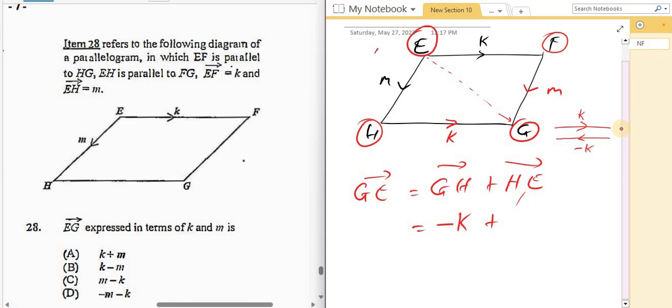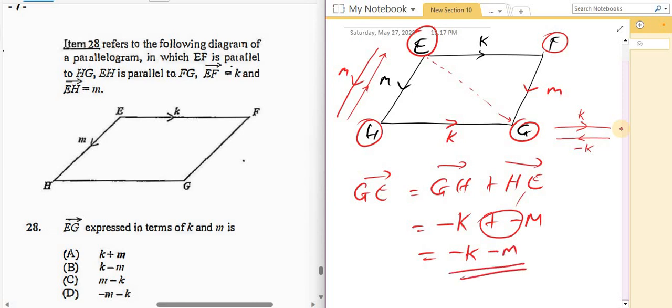E to h is what? It's m. E to h is what? M. So going the opposite way is negative m. And if you want to write that better, you can write it as negative k. And this becomes what? Minus m.